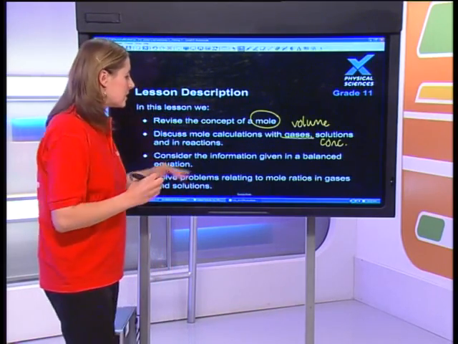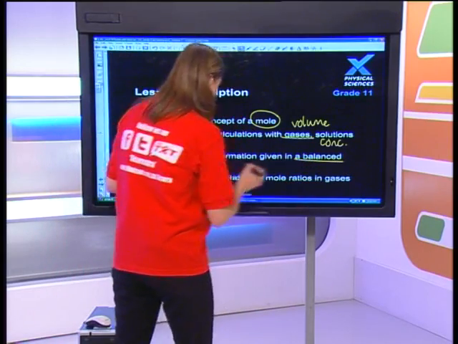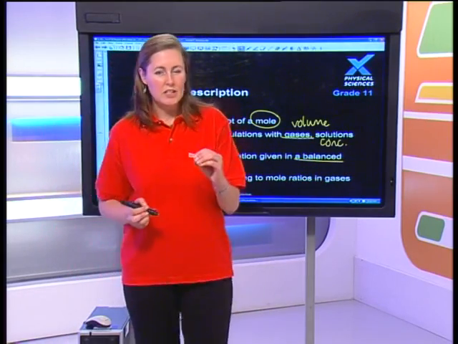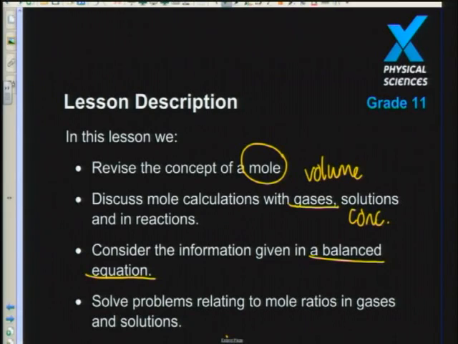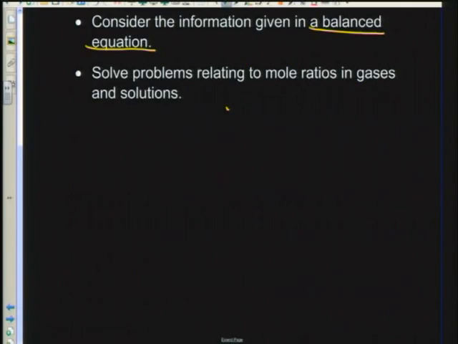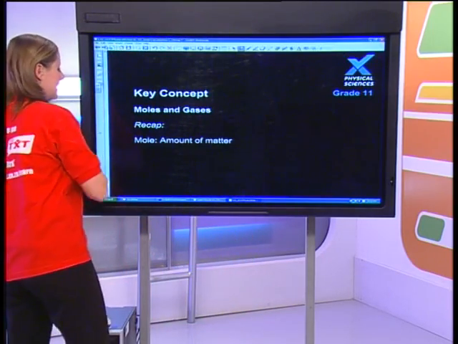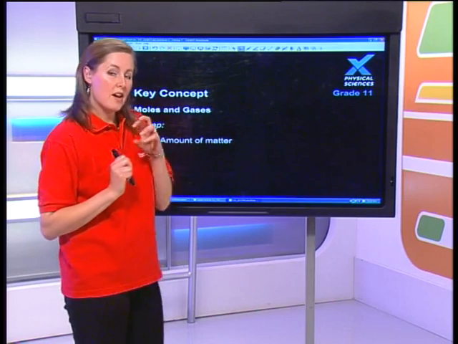Very important. We'll also consider the information given in a balanced chemical equation. Now, a balanced equation is the fundamental basis for us to be able to do these calculations. So important that we revise those. And then always, we like to solve problems. And this problem solving involving ratios with gases and with solutions will be incredibly important because that's the fundamental part of this. We're looking at calculations and we want real data to come out of that. Let's get straight into the recap of a mole.